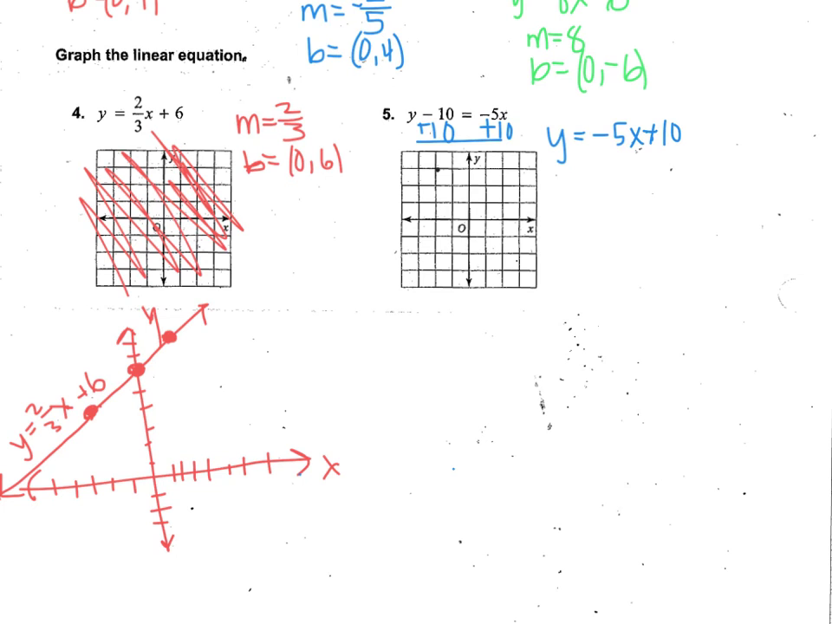But before I do that, I need to know the m and the b. So the m is negative 5, or negative 5 over 1. And the b is at (0, 10). So now I go to graph. Well, that's very sloppy. So now we go to graph, and this graph is also not helpful at all. So let's make our own.